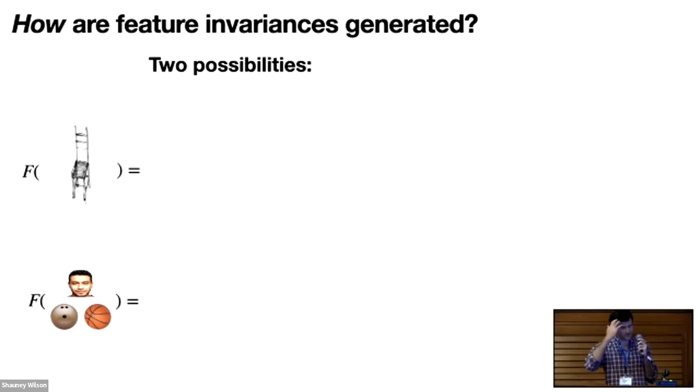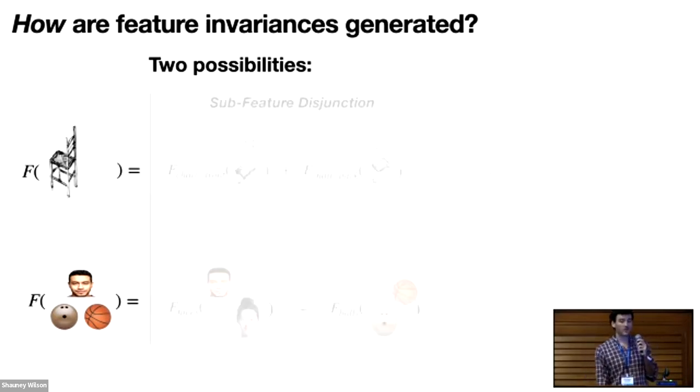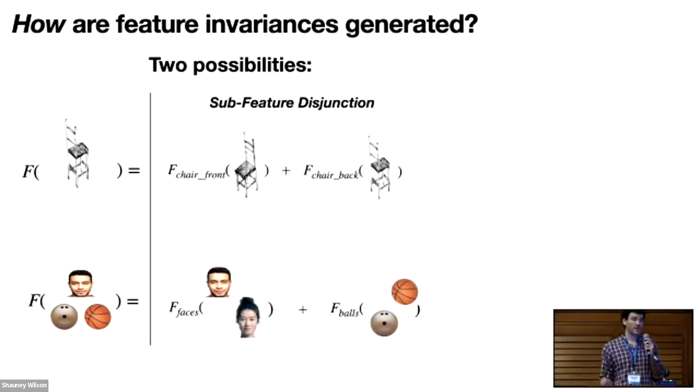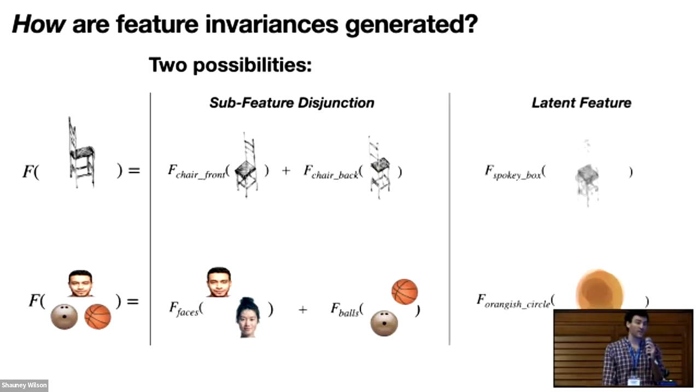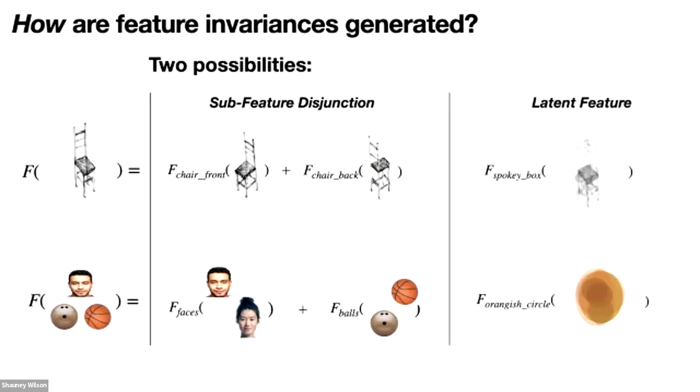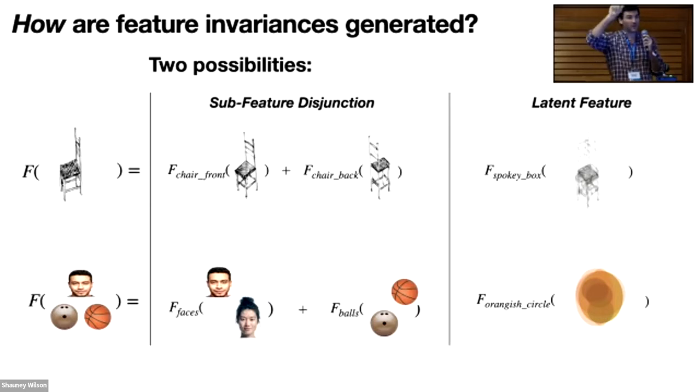Okay, so how are feature invariances generated? Here we're going to consider two possibilities. The first I'm going to call subfeature disjunction. Here the idea is you have subfunctions that detect one part of the invariant structure. So maybe a chair detector is really the combination of a front-facing chair detector and a back-facing chair detector. And the invariant detector adds those together. Maybe the ball face detector is just a face detector added with a ball detector. Now this is in contrast to what I'll call a latent feature detector, where there's just a latent commonality across the images in the invariant structure. So remember, the invariant chair detector is really just a spokey box detector, right? And the face ball detector is really like an orangish circle detector, and you don't need distinct subfunctions.